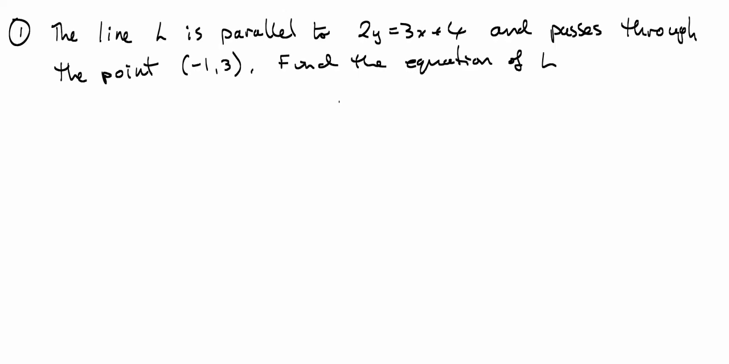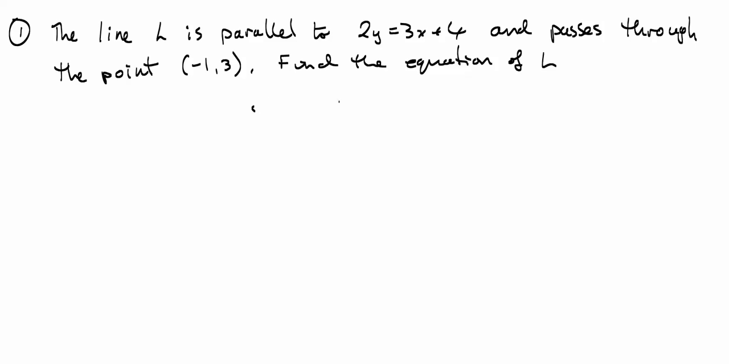Now we'll do some problems involving parallel and perpendicular lines. The first one: the line L is parallel to 2y equals 3x plus 4 and passes through the point (minus 1, 3). Find the equation of L. For this problem, we have to find the equation of a line, so we need the gradient and a point. We have a point, so we need to find the gradient. The line L is parallel to the line 2y equals 3x plus 4, so they have the same gradient.